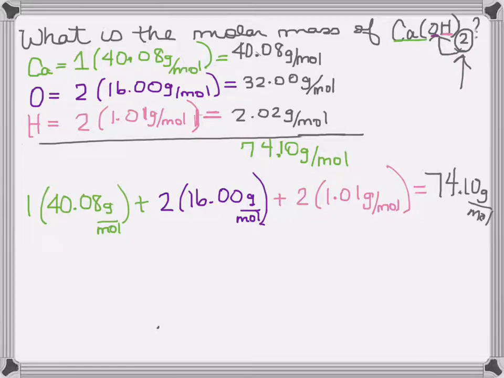Alright, so in this problem, calcium has a mass. There's only 1 atom of calcium. That's where this 1's coming from. And then 40.08 grams per mole gives us 40.08 for the mass of that element. Oxygen is 2. There's 2 of those, and they both have a mass of 16, so when I multiply 2 times 16, we get 32.00 grams per mole. Hydrogen's mass is 1.01 from the periodic table, times 2 gives me 2.02 grams per mole. Now when you add all of those up, you get a mass of 74.10.